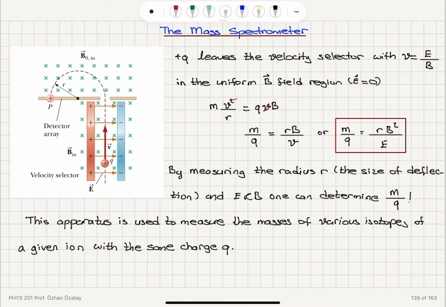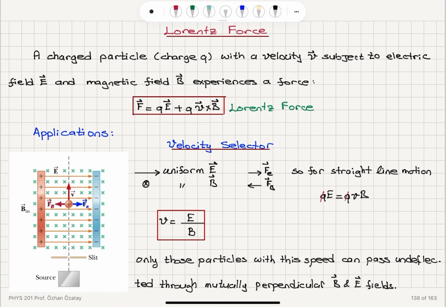Okay, so in the previous video, we talked about the velocity selector as an application of the Lorentz force, which is QE plus QV cross B. So this is the force a charged particle feels inside an electric field plus a magnetic field. And we see that the charged particles that have a speed which is the ratio of electric field to magnetic field will go undeflected through this region.